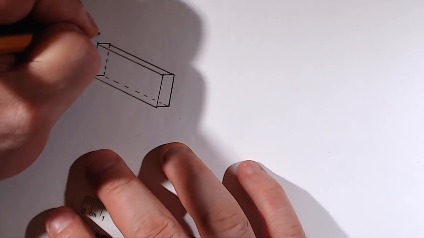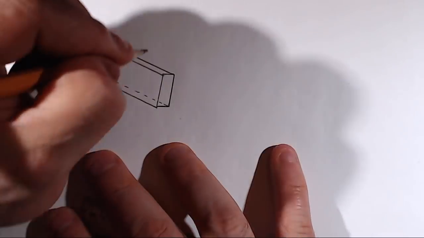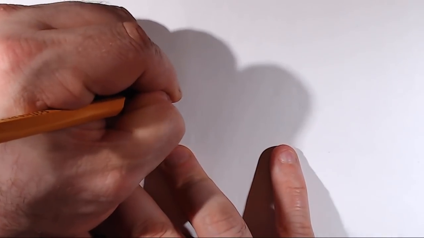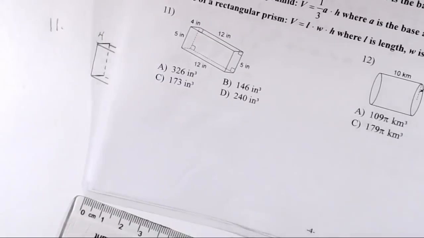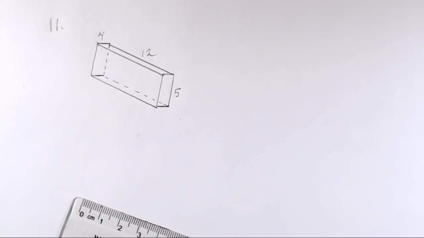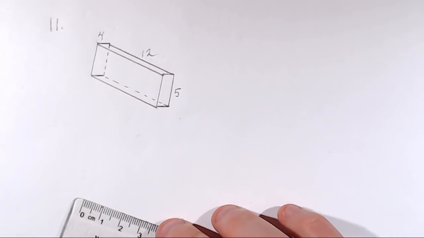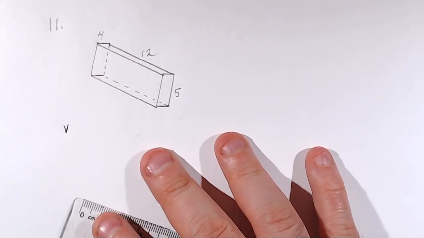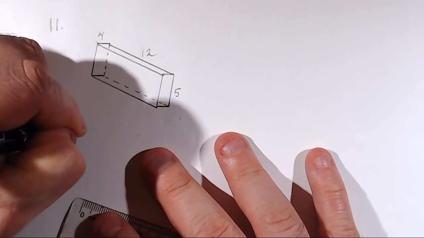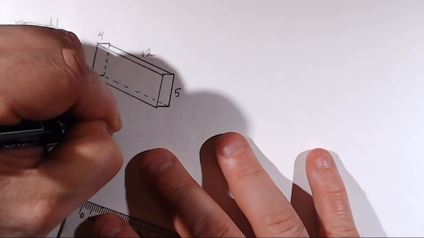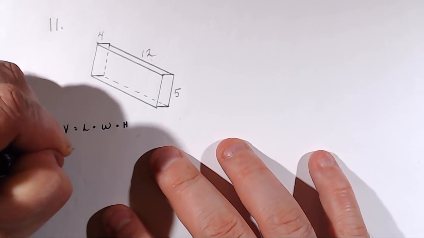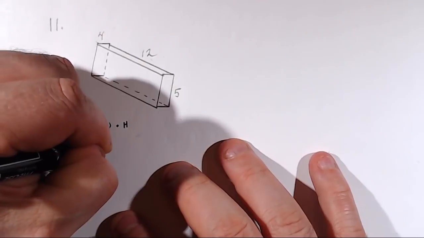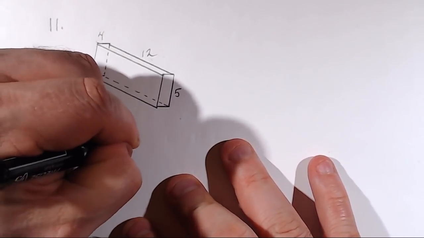So here's the dimensions that we're given. This distance is 4. This distance is 12. This distance is 5. Okay, we really don't need all the other dimensions. We only need, look, they labeled all the way around. We only need the length, the width, and the height, because, switch back to the pen, the volume of the rectangular prism is equal to the length times the width times the height. So V for volume equals the length of 12 times the width of 4 times the height of 5.